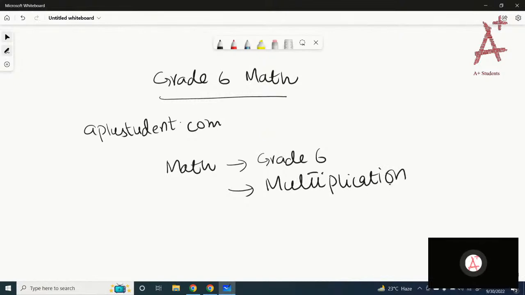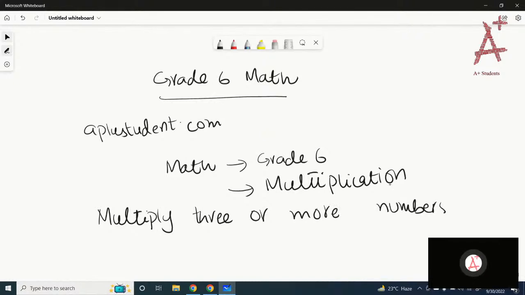And the topic we are going to start with is multiply three or more numbers. So the topic is multiply three or more numbers. Got it? Please make sure you have your notebook and pencil so that you can note down the important points. Got it? So let's start with the topic that is multiply three or more numbers.